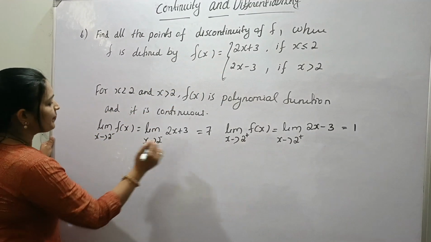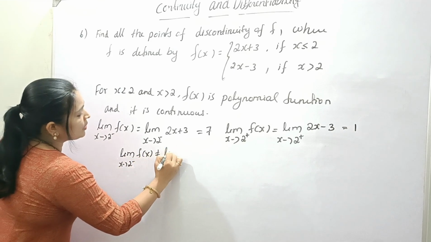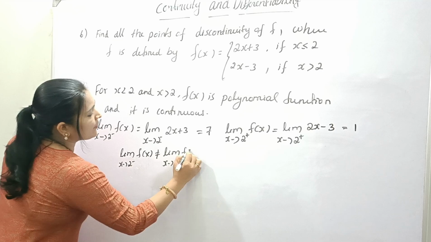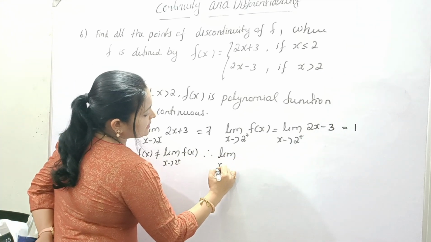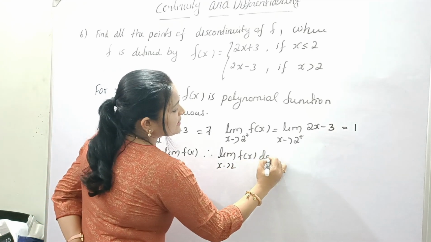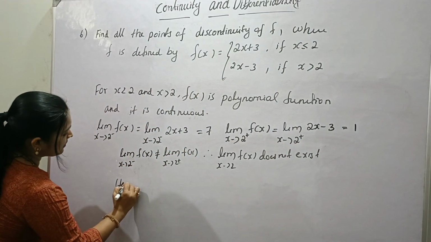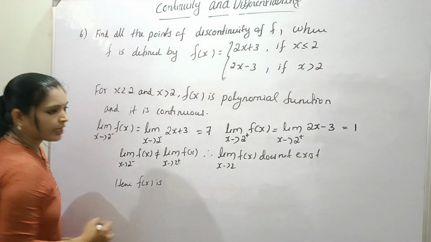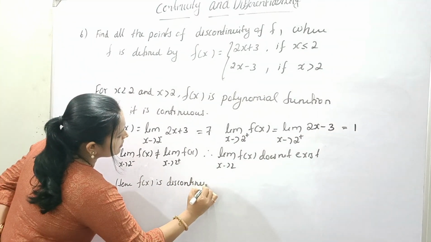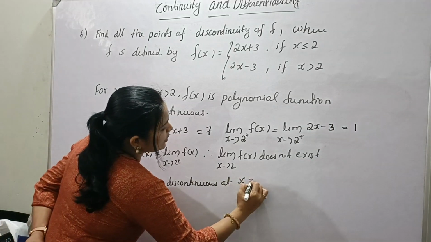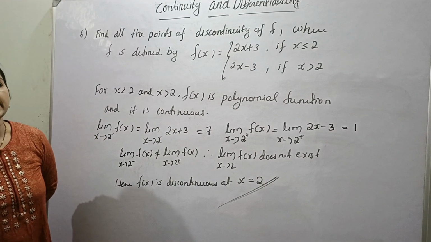So we can write here, limit x tends to 2 minus f of x is not equal to limit x tends to 2 plus f of x. Therefore, limit x tends to 2 of f of x does not exist. Hence, f of x is not continuous, or is discontinuous, at x is equal to 2. It is the answer. At x is equal to 2, the given function is discontinuous.